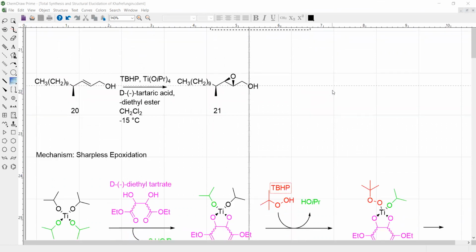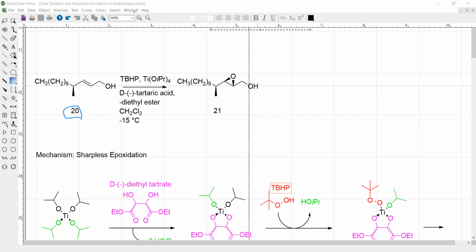Next, in our third reaction sequence, we have the compound we just made, compound 20, and we react this with TBHP, titanium isopropoxide, and D-tartaric acid diethyl ester in dichloromethane at -15 degrees C. And as you can see, we make an epoxide.